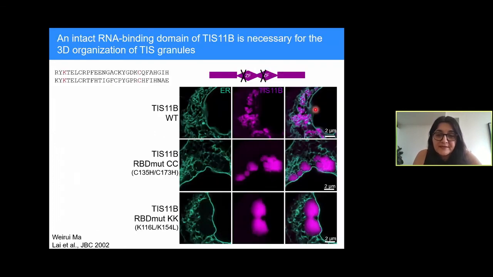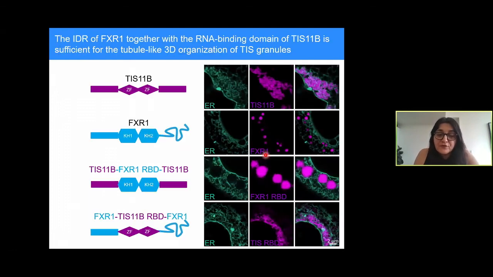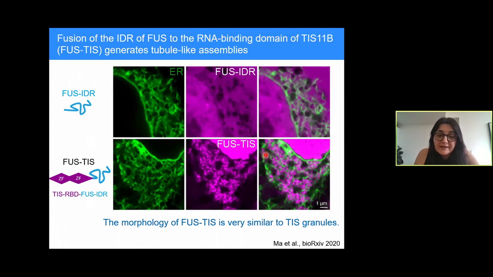So the most important experiment that we did in this part was that Ray mutated the RNA binding domain of TIS11B, and the RNA binding domain mutant now makes a sphere-like granule. So this suggested that it's RNA that is required for the 3D organization of TIS granules. We can also use the RNA binding domain and fuse it to any IDR or to several different IDRs, and one of them is FUS-IDR, and we can also get granules that look like TIS granules. So our goal was to identify what are the determinants of the RNAs that are responsible for granule formation. And we turned to an in vitro approach.